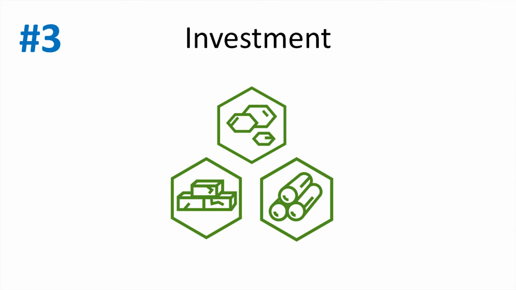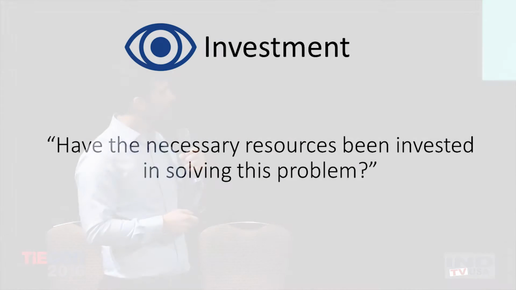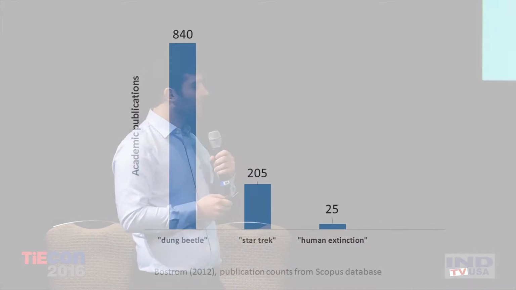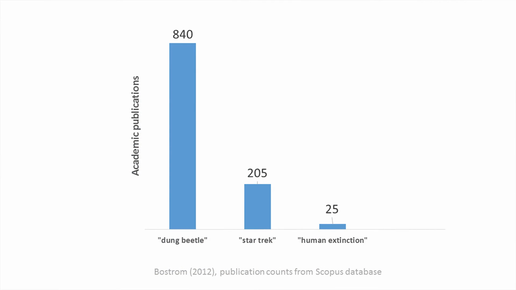This takes us to I number 3, investment. So for I number 3, you ask the question, have the necessary resources been invested in solving this problem? So this is an interesting chart. This shows the number of academic publications from a very large citation database on different topics. As you can see, there are about 840 academic publications in this database on the dung beetle, about 205 on Star Trek, and about 25 on human extinction. So you may notice that resources may not be that appropriately allocated in this situation. Obviously, Star Trek should be the number 1.